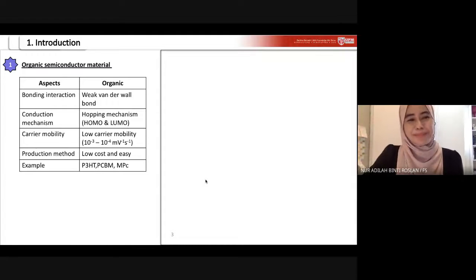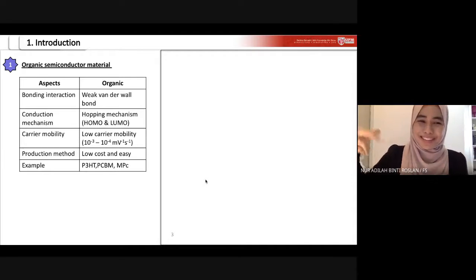Okay, so first of all, when I talk about organic semiconductor material, this is a true story. Whenever I talk about organic material to people, people might think that I extract the material from the plants or the fruits, because it is organic, right? So people might tend to think that I extract the material from the plants or fruits to fabricate my device, but actually it is not.